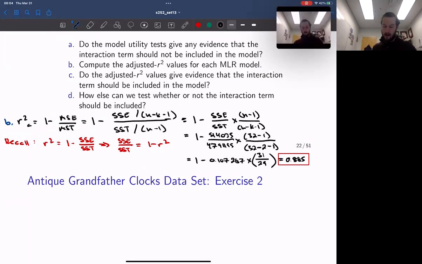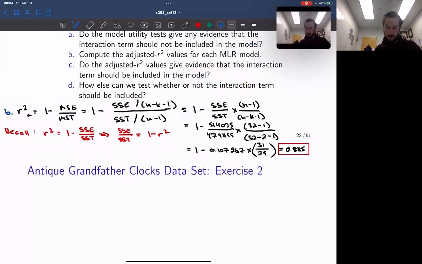Before I get back into that, I'll just start with part B, and then we'll go back to part A. It doesn't matter what order we do this in, so I'll just finish part B. Here we have the adjusted R squared for the model without interaction. All right, now let's compute the adjusted R squared for the model with interaction.